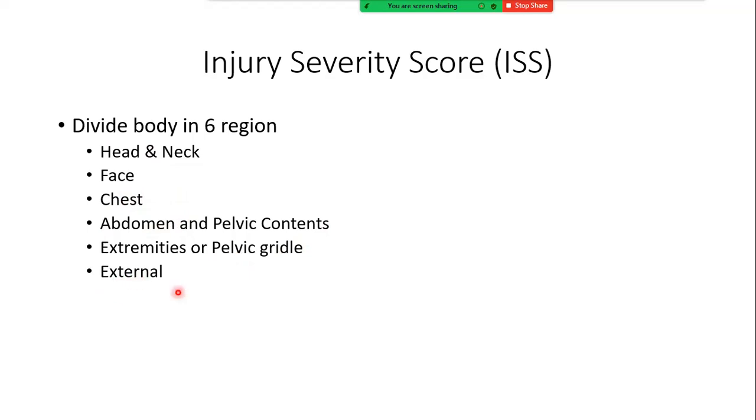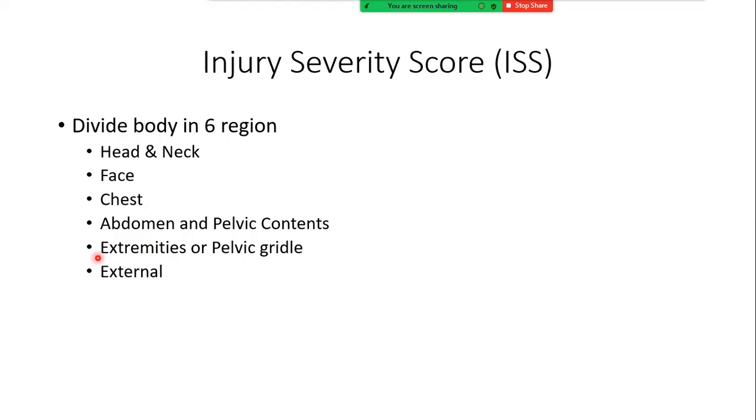But suppose there is some fracture and the overlying skin is injured. So suppose there is a 3B fracture and the skin injury is 5 to 10 centimeters over the fracture, then this skin injury will not be counted into external, rather it will be part of extremity only. But suppose the patient is not having any fracture, he is just having a degloving injury, then it will be counted into external injury. I hope you got my point.